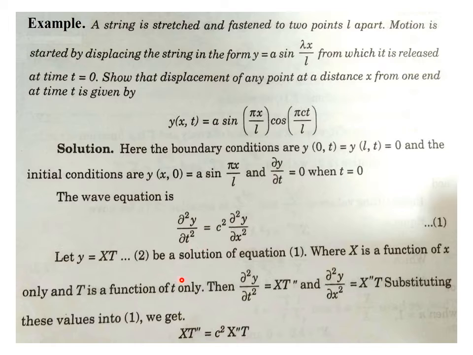By substituting these results in equation 1, we get X T double dash equals c² X double dash T, and we will simplify this equation in the next slide. The last step of the previous slide is simplified as X double dash upon X equals 1 upon c² T double dash upon T, numbered as equation 3, whose left hand side is a function of small x only and right hand side is a function of small t only.